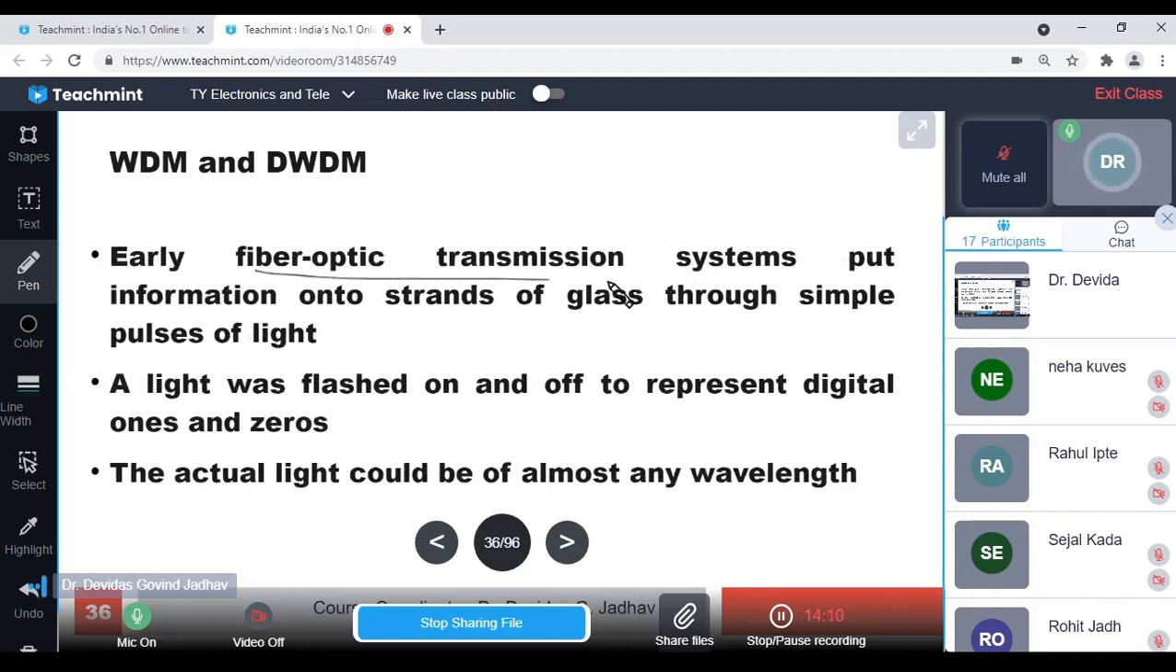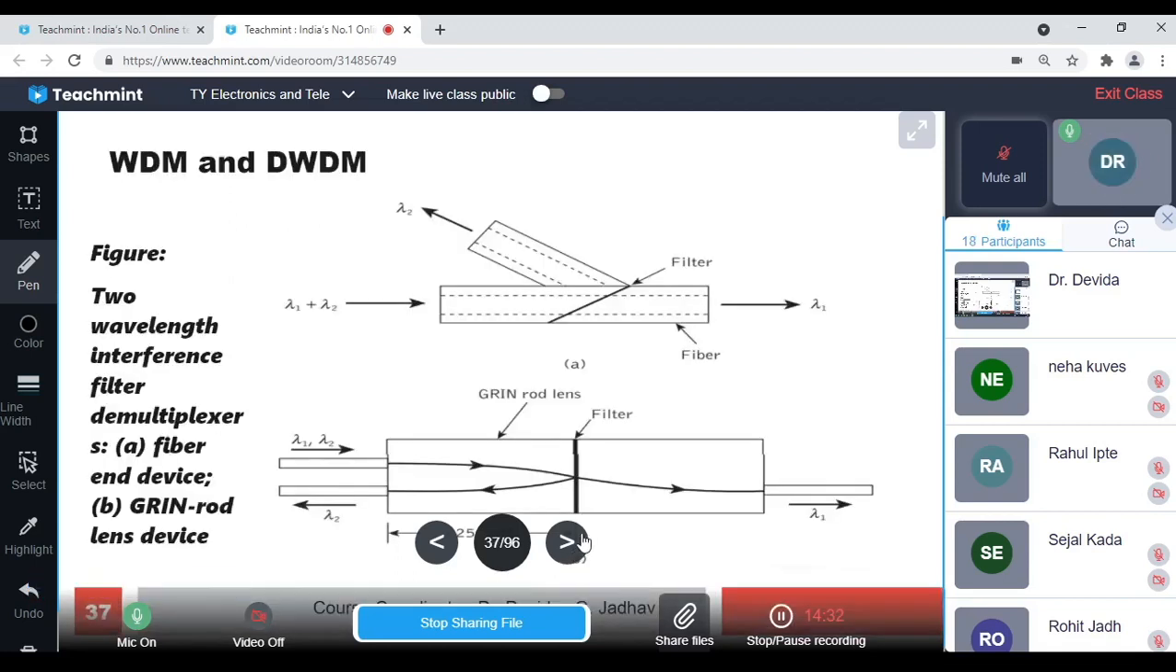Early fiber optic transmission used a single strand cable of glass, and light was flashed on and off, and symbols 1 and 0 were sent over it. The actual light could be almost of any wavelength. Any wavelength could have been used in those days. But in WDM, multiple wavelengths can be sent.